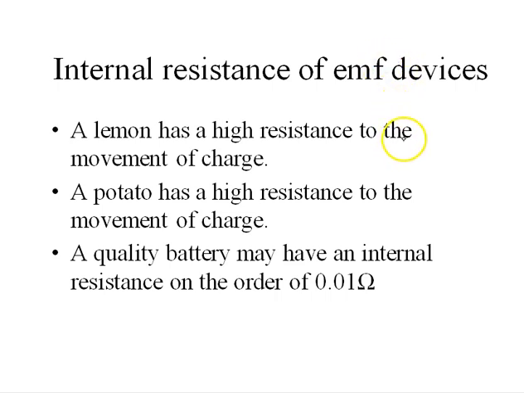So we can actually use a lemon to drive a circuit, but a lemon has a very high resistance to the movement of charge, on the order of about 1,000 ohms. This really could be quite large. A potato also can be used as an EMF device, but it also has a very high resistance to the movement of charge, so it can't deliver much power. A quality battery can have a very low internal resistance on the order of 0.01 ohms. That's much smaller than the resistances in circuits that we've looked at so far.